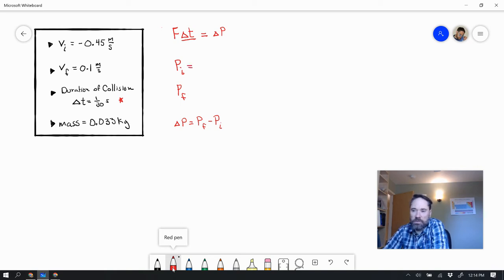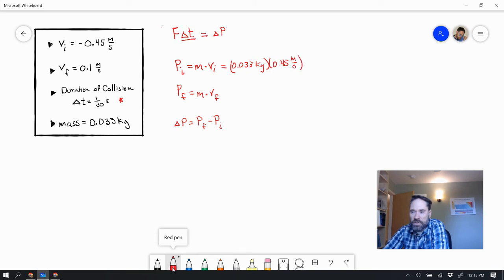Momentum is easy to calculate because it is nothing more than the mass of the object times the velocity of the object itself. For the starting or initial momentum, I use the initial velocity, and I'm going to use the mass times the velocity final for the other. I actually know all these things because they're over here on the left, so I can just plug them in. This mass doesn't change, so it's 0.033 kilograms, and I'm going to multiply that times my velocity, which in this case is 0.45 meters per second.